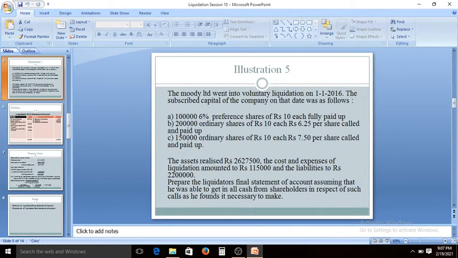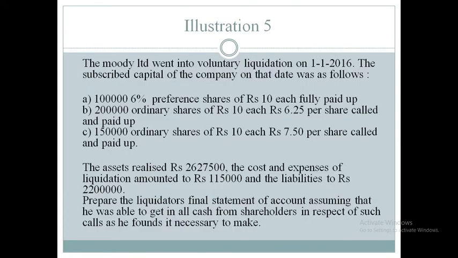The Moody Limited went into voluntary liquidation on 1st January 2016. The subscribed capital of the company as on that date was as follows. So they have given their capital structure here. 1 lakh 6% preference shares of rupees 10 each fully paid up. So total amount of preference share capital is 10 lakh here.